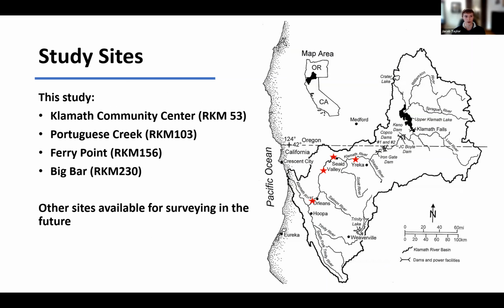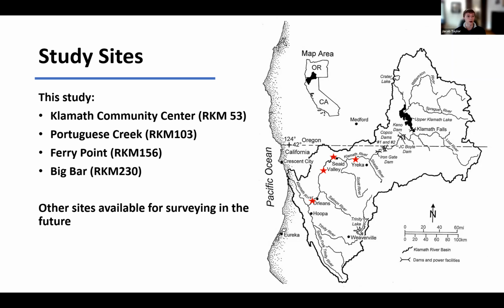So this study area map shows the Klamath Basin and my 4 study sites. The names of the locations are listed in downstream order with Klamath Community Center, going to Portuguese Creek, Ferry Point, and finally Big Bar. During the couple of weeks of field work, it was decided that more data should be collected at Big Bar, as the first day of surveys took a little bit longer than the rest, but by the end of the week, we had more time to come back and survey the upstream portion of Big Bar, which is why for the rest of the presentation, I'll have 5 different surveys for these 4 sites.